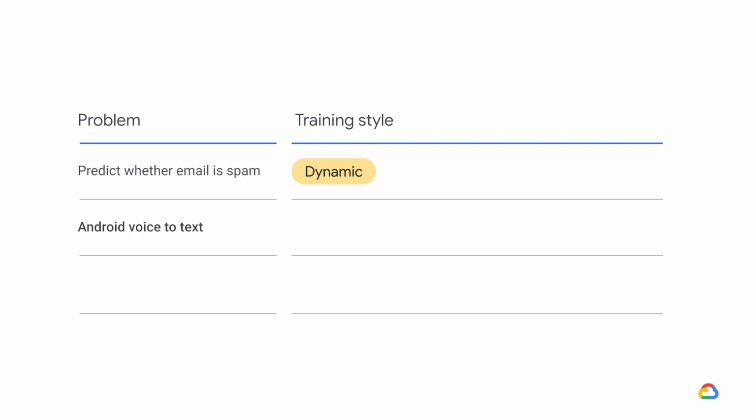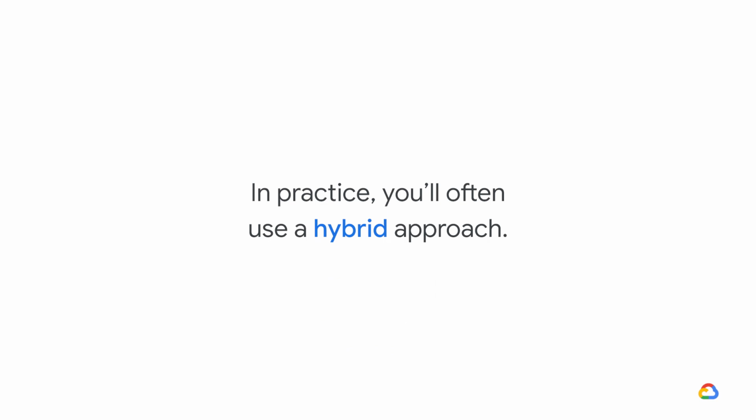The second use case is Android voice to text. This is again subtle. Inference is almost certainly online because there's such a long tail of possible voice clips. But maybe with sufficient signal processing, some key phrases like OK Google may have pre-computed answers. So this would be dynamic or hybrid. And the third use case is shopping ad conversion rate. The set of all ads doesn't change much from day to day. Assuming users are comfortable waiting for a short while after uploading their ads, this could be done statically, and then a batch script could be run at regular intervals throughout the day. This would be static. In practice, you'll often use a hybrid approach.